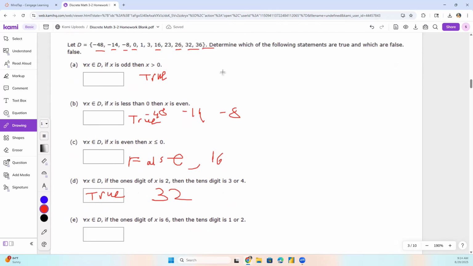Last one, for the same set, if the ones digit is 6, then the tens digit is 1 or 2. So if the ones digit is 6, I see that 16 has 6 in the ones digit, and then we have 26, 6 is in the ones digit, and we have 36, 6 is in the ones digit. And when I read the statement, if the ones digit is 6, then the tens digit is 1 or 2, but what about 36? So we're going to say false, because we have also 36 for this question, and this will be the counterexample for this one.